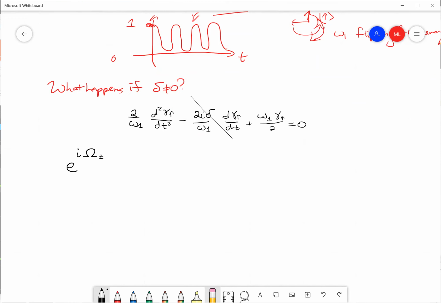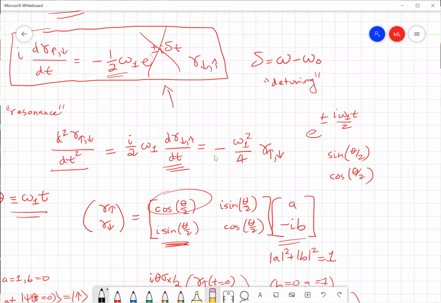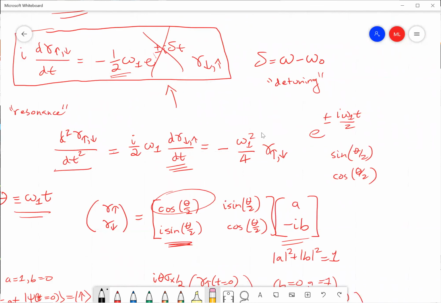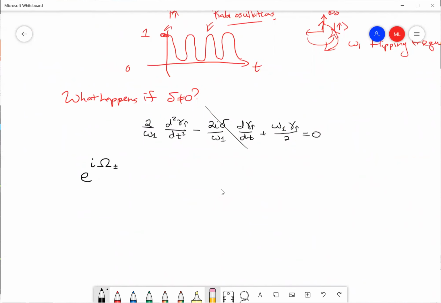If this term wasn't here, then we would just get e to the plus or minus i omega t. That's what we had before, recall back here. We had this equation, and the solutions are just these exponentials. But if you have an extra linear term, then you don't really know if it's going to be plus or minus. It's just going to be some coefficients, omega plus or minus. They don't necessarily have to be plus or minus some frequency. We'll just see what they are, times t. So you take these two solutions and plug them back into here.